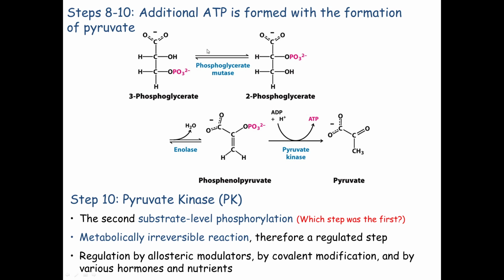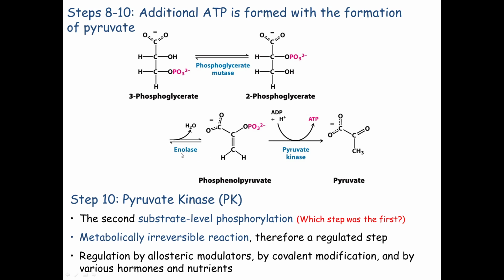Back to step 8, you told me that was an isomerase. Step 9 is a what? What am I doing in step 9 with enolase? What class would that be? Lyase as well. Right, it's our second lyase, right? So am I making or breaking a double bond? Yes, I'm losing this water molecule and turning an alcohol into an alkene, right?